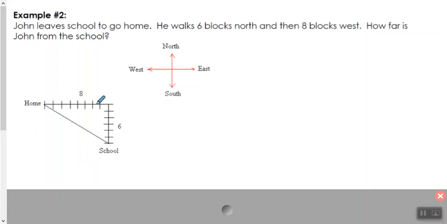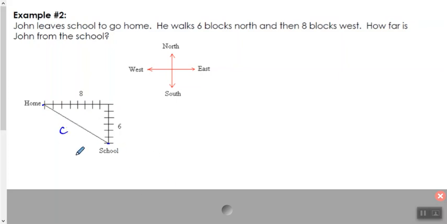Next example. John leaves school to go home. He walks 6 blocks north, then 8 blocks west. How far is John from the school, in blocks, obviously? Okay, so here's John at school. Here is John at home. Now, we want a straight line distance from the school, not just adding our 6 blocks plus our 8 blocks. We want to know exactly how far a distance he is.